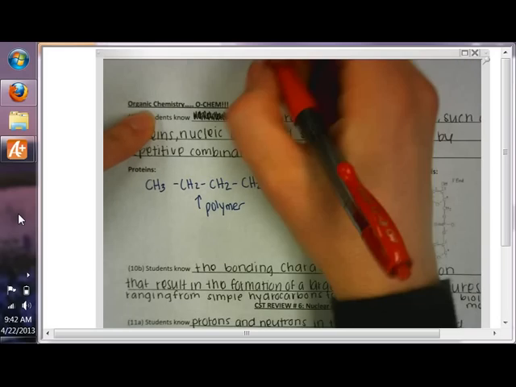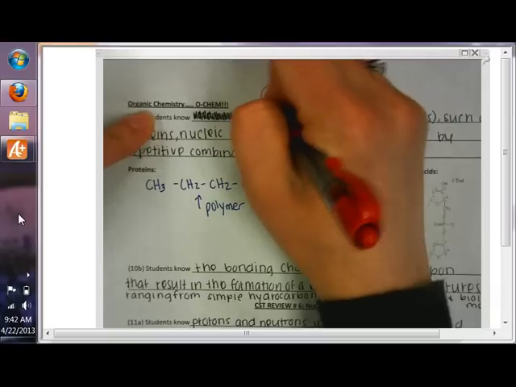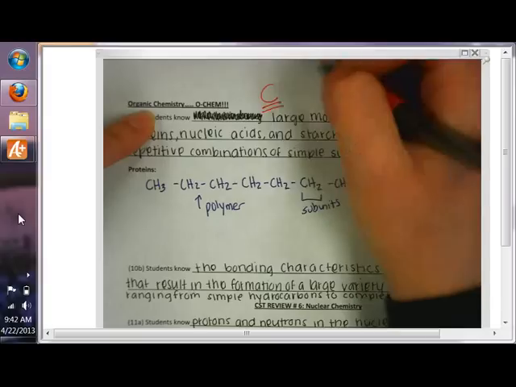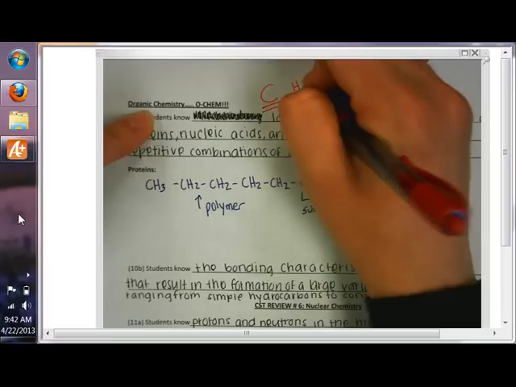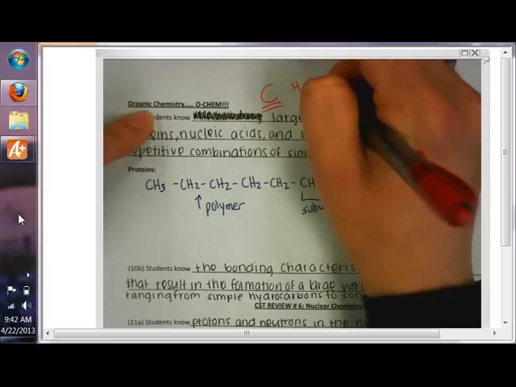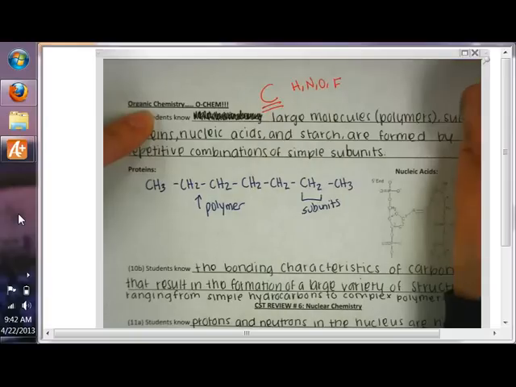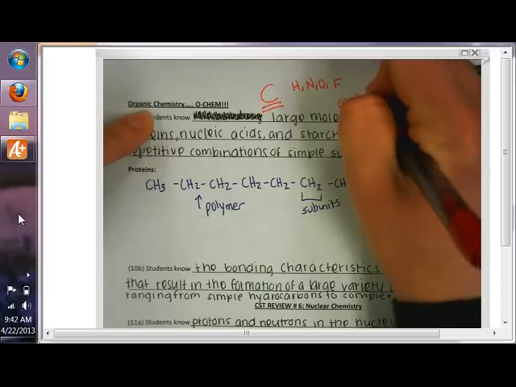The next thing is students know the bonding characteristics of carbon that result in the formation of a large variety of structures, complex polymers, etc. Basically, this is the same exact idea. Your body is basically made out of carbon and hydrogen and nitrogen, oxygen, and fluorine, and other molecules, but mainly carbon is the center of that. And the reason is because carbon always wants 4 bonds.